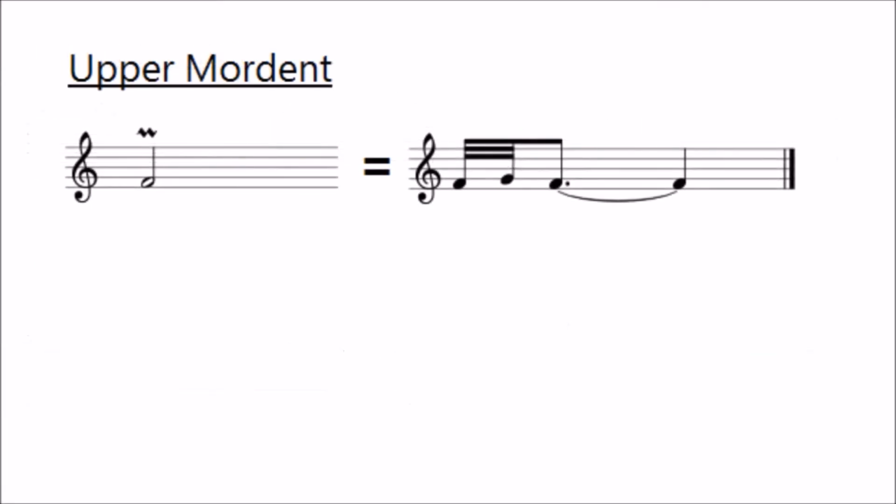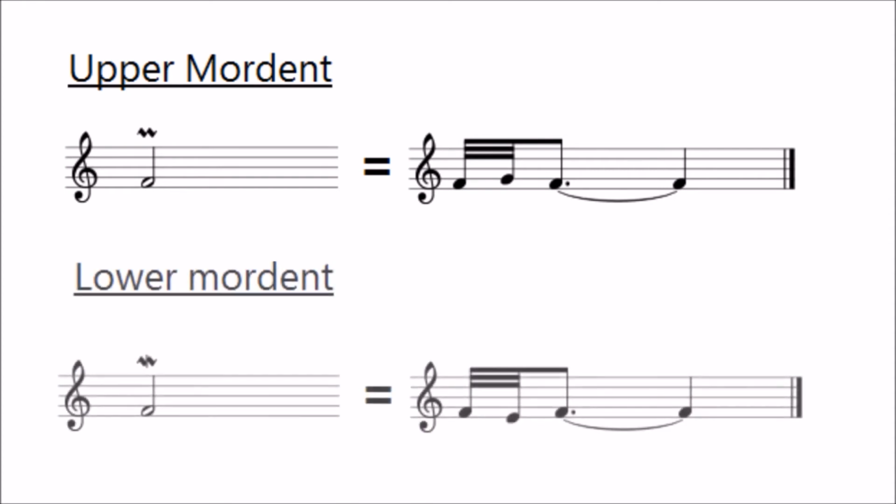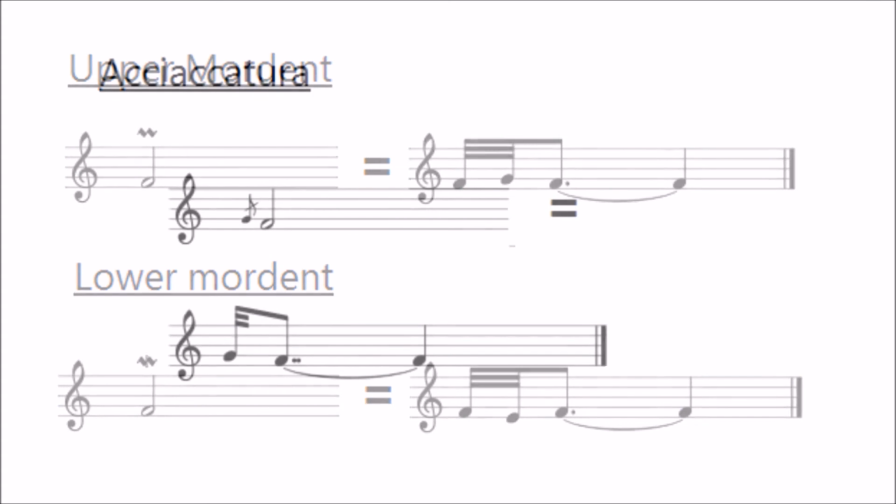Mordants. Again, there are 2 types, the upper and lower mordant. They both start on the main written note and rapidly move 1 step away and back again. The only difference between the two being the upper mordant steps up and the lower mordant steps down. Notice the slash sign in the sign for the lower mordant.